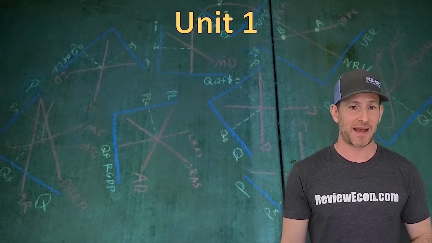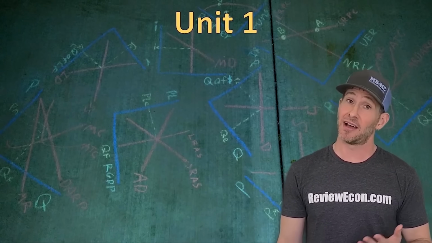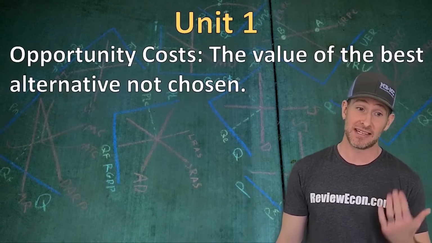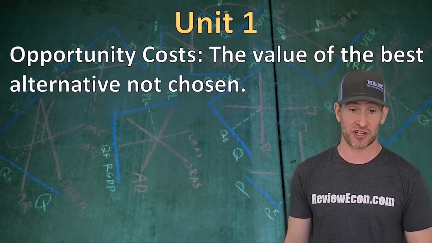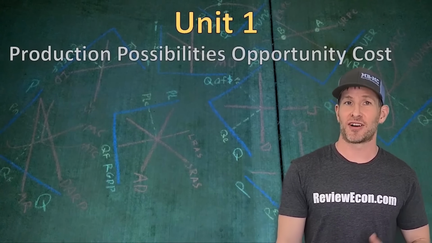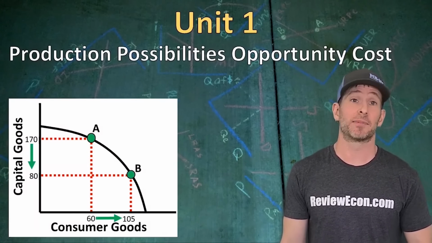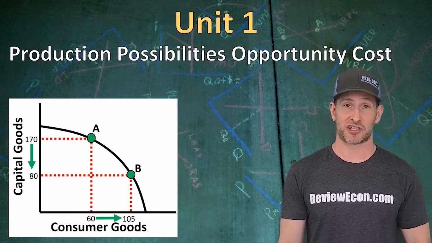In Unit 1, the first math we have is about opportunity cost. Opportunity cost is the value of the next best alternative not chosen. If you see a production possibilities curve on your test, you could be asked to calculate the opportunity cost of increasing production of one of the goods.